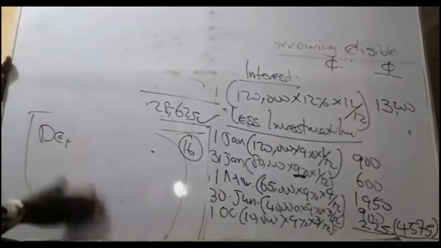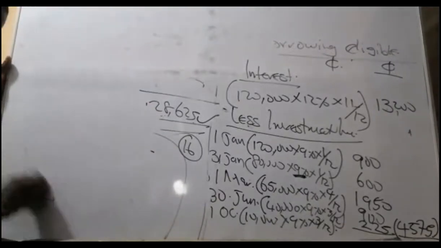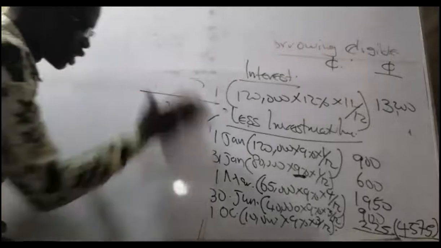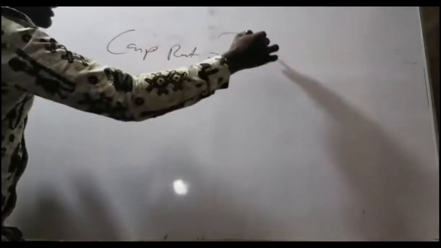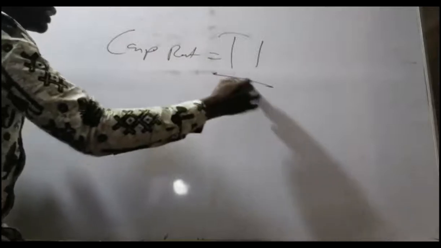General pool of fund: here you finance the construction, acquisition or production of the qualifying asset from where? Existing funds. So the first thing you have to calculate is what? The capitalization rate, which we normally call the WACC. How do you get the capitalization rate? The capitalization rate is equal to total interest over total debt times 100.